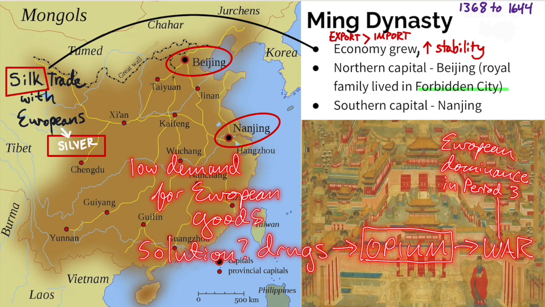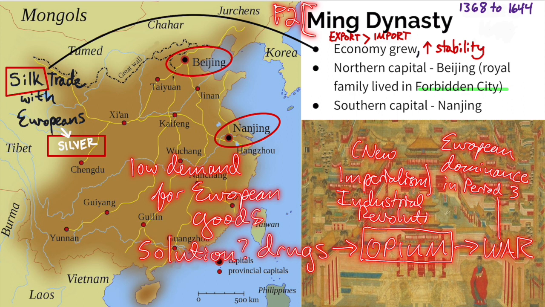Okay, so right now, China's doing awesome economically and politically. They are a powerhouse. But then in period 3, with the beginnings of industrialization, Europe starts rising to power and starts threatening Asia. Okay, starts colonizing in Asia. And China is not going to be an exception to that.